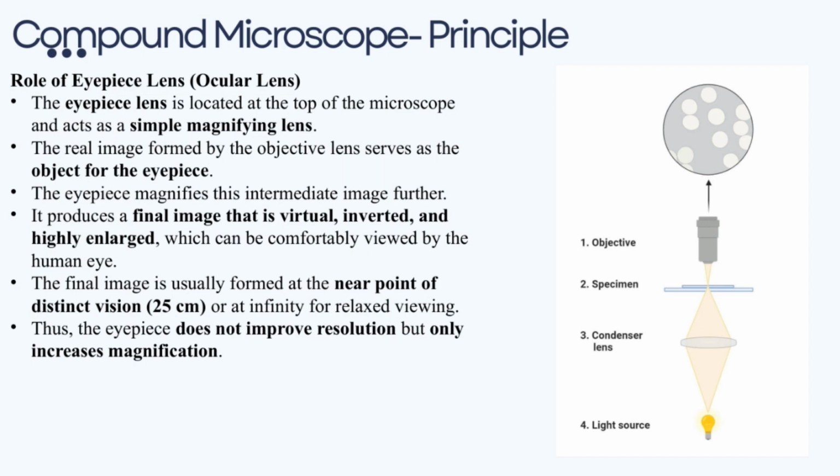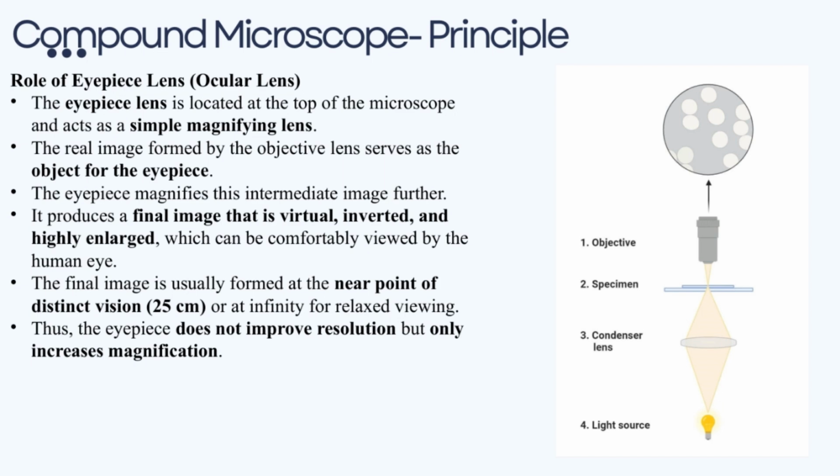The final image that we see through the eyepiece is virtual, meaning it cannot be projected onto a screen, and it's inverted, so the image appears upside down compared to the actual specimen. Despite these inversions, the image is highly enlarged and comfortable for us to view with our eyes. Usually, this final image is formed at the near point of distinct vision, which is about 25 centimeters away, or at infinity for more relaxed viewing.